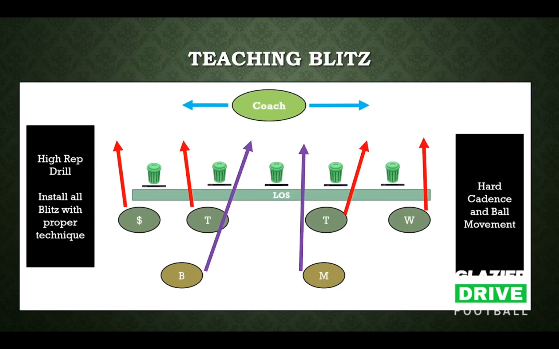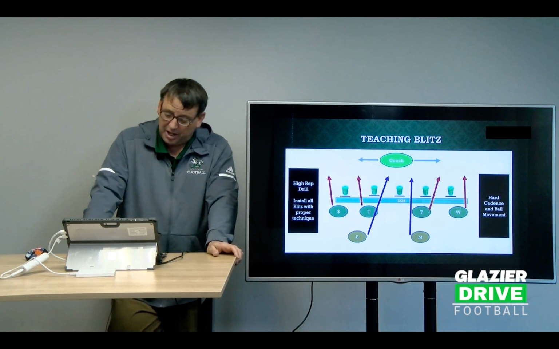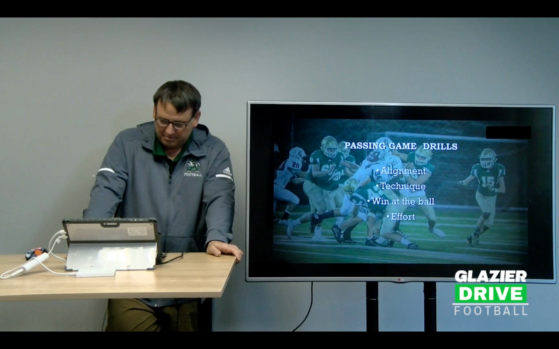Another drill we do is when we teach blitz in small group. And this is a high energy, high rep drill. Our coach is in here giving cadence. We have another coach where this trash can is, and he's giving hard cadence, and we're going to give ball movement. And we go through all our blitzes, and we probably go through a blitz every 7 seconds. And they run their blitz, they use their techniques, they get the coach, and he waves them in a turn sprint. It's a great drill. Our kids love it. And we don't make mistakes often in our blitzes.